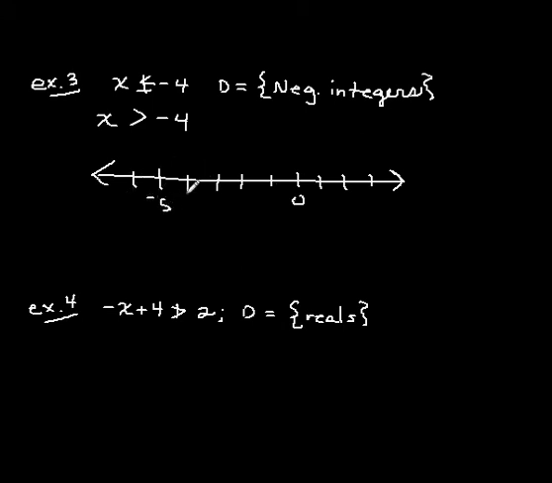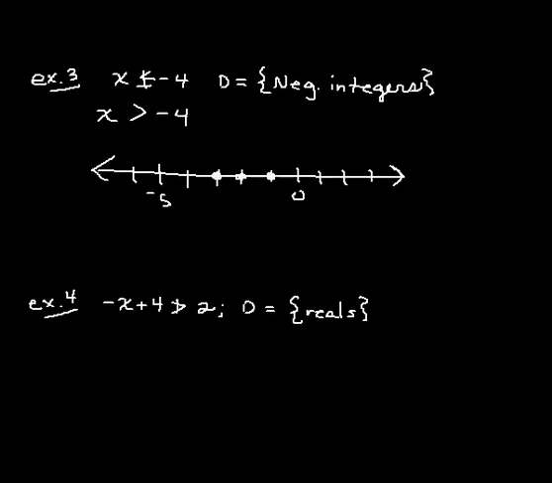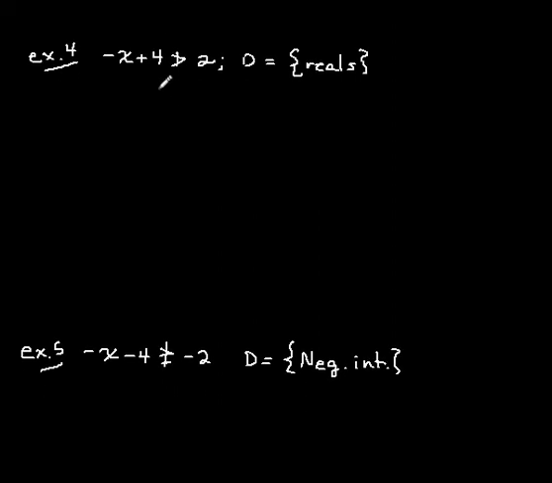Another one. X is greater than -4, and it's negative integers. So we're not going to fill in the -4 because it's not equal to. So it would just be -3, -2, and -1. And that's how easy those are. Let's try one more. Actually, there's two more.